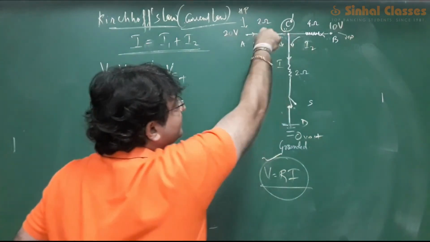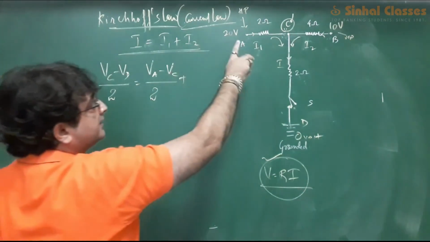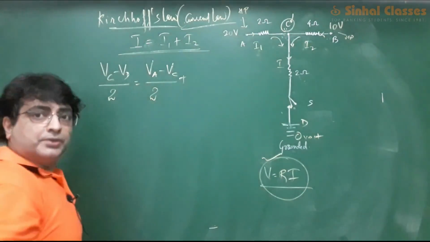That's why I said VB is greater than VC. The current is going from here, no, VA is greater than VC, students.